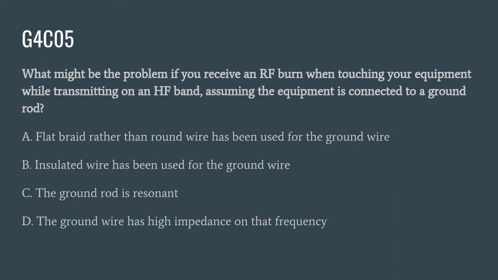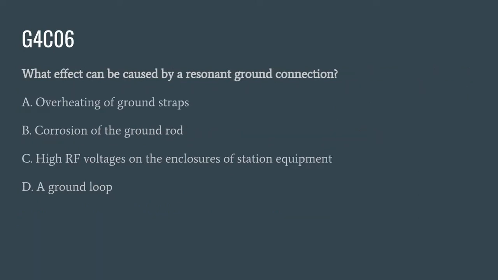G4C05, what might be the problem if you receive an RF burn when touching your equipment while transmitting on an HF band, assuming the equipment is connected to a ground rod? A. Flat braid rather than round wire has been used for the ground wire. B. Insulated wire has been used for the ground wire. C. The ground rod is resonant. Or D. The ground wire has high impedance on that frequency. The correct answer is D. The ground wire has high impedance on that frequency.